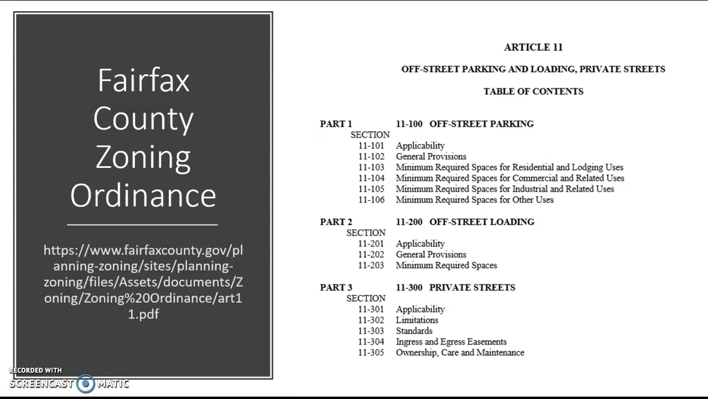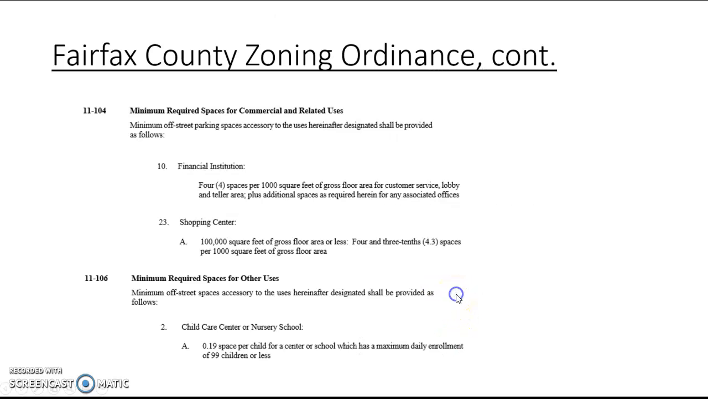You then continue with the Fairfax County zoning ordinance, this time Article 11, off-street parking and loading and private streets, and identify accessibility requirements as well, means of egress and the radiuses for private streets and the size of the streets, as well as minimum requirements for spaces required for commercial uses.